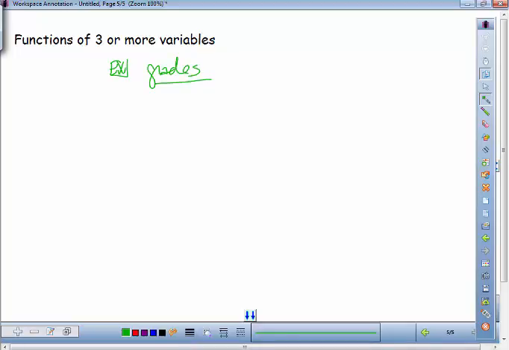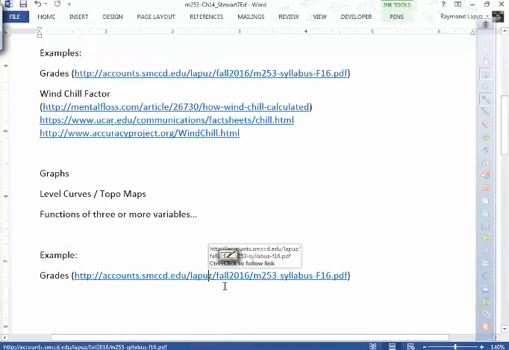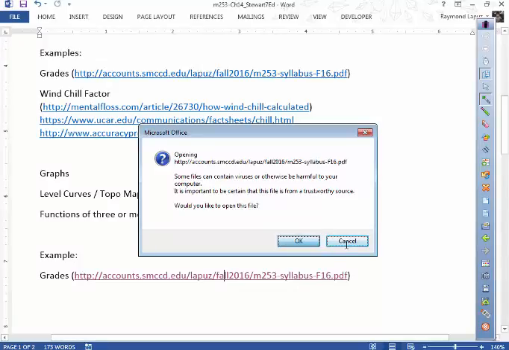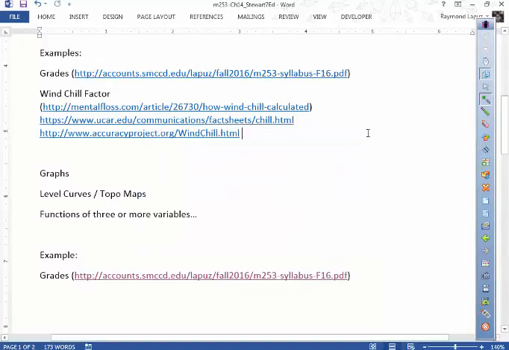If you take a look at your syllabus, I was going to be able to pull it up real quick, and now my computer's frozen. Anyways, let me just make it up.